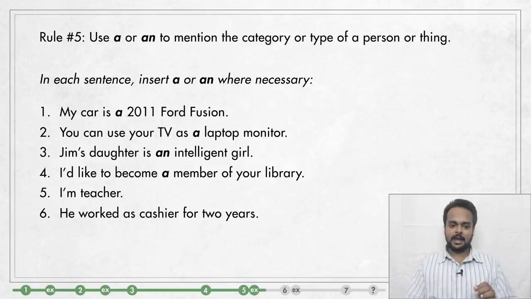Number 4 is I'd like to become a member of your library. After the verb become, you see that I'm saying what category I want to belong to, member of the library. For this reason, a member.